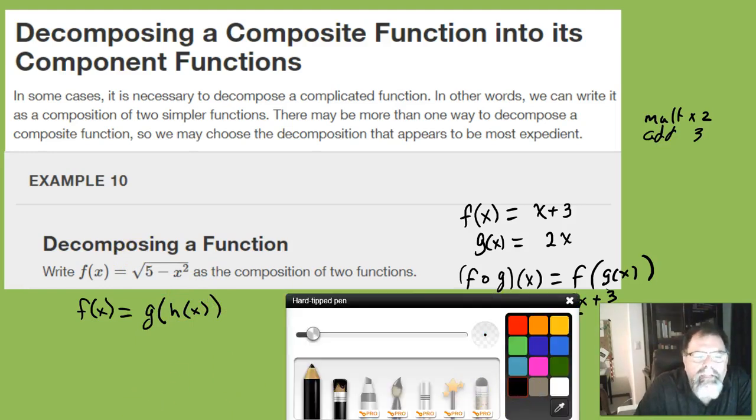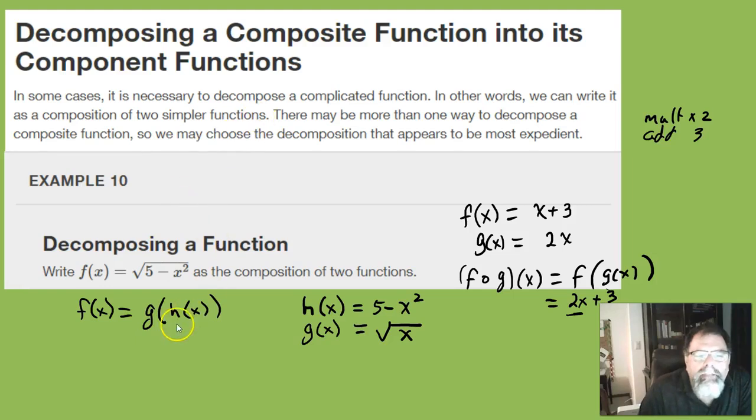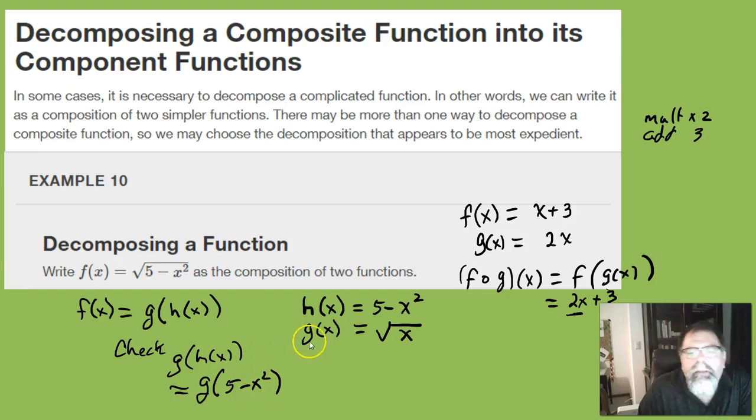Okay, let's go ahead and check it just to make sure. So here's my check. h of x is the 5 minus x squared. And then I'm going to take this and plug it into g. So I take the x out and put in the 5 minus x squared. And then we get the original function. Okay, so that's how we can decompose it into component functions.